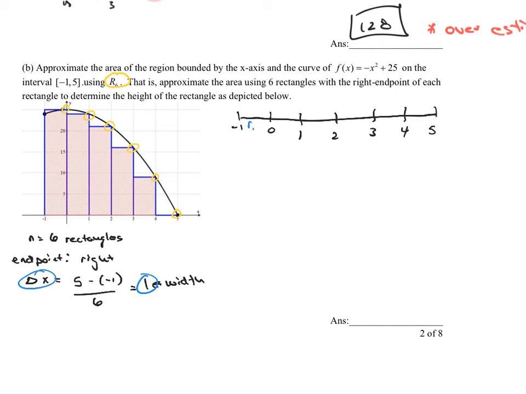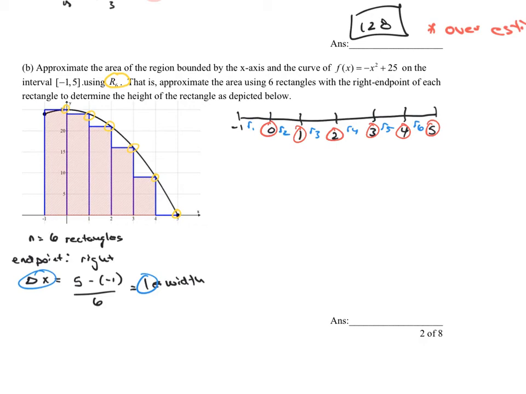For instance, this is my first rectangle, my second rectangle, third, fourth, fifth, and sixth rectangle. For each one of those rectangles, I need to think about which endpoint am I using. So if I go to that first rectangle, the endpoint that I'm going to be using is the right endpoint to determine the height of it. So if I'm using the right endpoint, I'm going to come in here, I'm going to circle the value. I need to plug in 0. For the second one, I need to plug in a 1. For the third one, I plug in a 2. Fourth one, I plug in a 3. Fifth one, I plug in a 4. And sixth one, I plug in a 5. Again, using the right endpoint for each of these 6 rectangles.